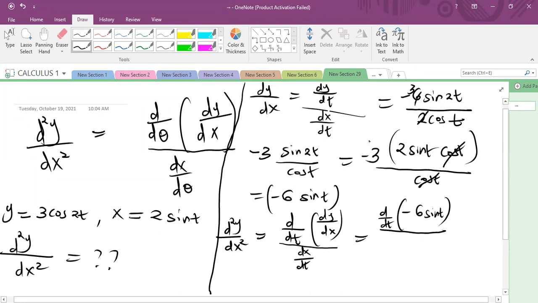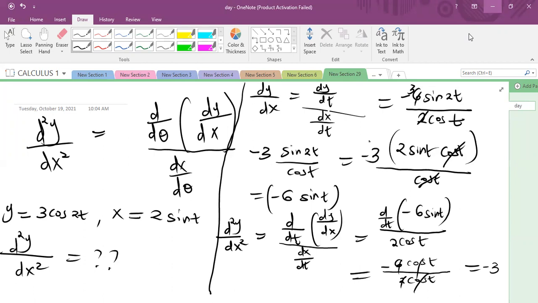We can do it again. x is 2 sin t, so differentiating, we get 2 cos t. Then finally, what is our answer, guys? What is d/dt of minus 6 sin t? That basically means differentiating minus 6 sin t with respect to t, and that will give minus 6 cos t, all divided by 2 cos t. The cos t and the cos t can cancel out. So our final answer is minus 3.